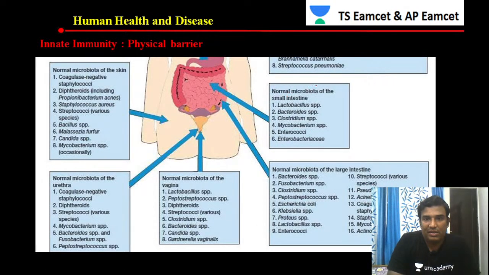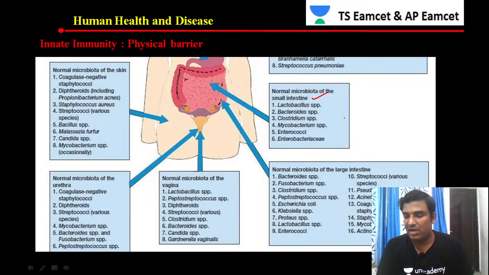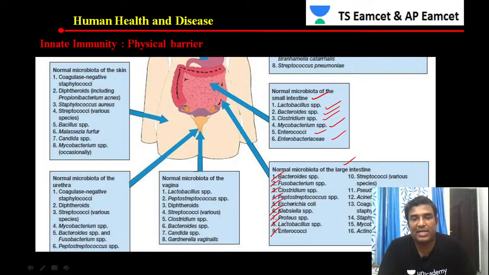If you see the intestine, what are the different bacteria present there? You have Lactobacillus, Bacteroides, Clostridium, Mycobacterium, Enterococci, and Enterobacteriaceae. Similarly, in the large intestine we have Bacteroides, Fusobacterium, Clostridium, Streptococcus, E. coli, Klebsiella, Proteus, Lactobacillus, and Enterococci. These are the normal flora present in different parts of the human body, and they are not causing disease. So these are called normal flora.